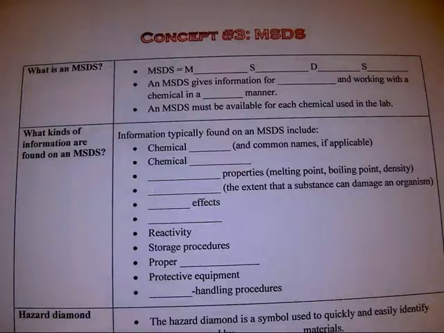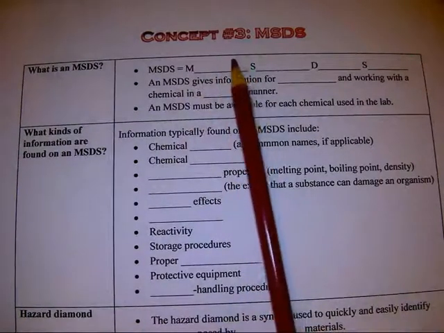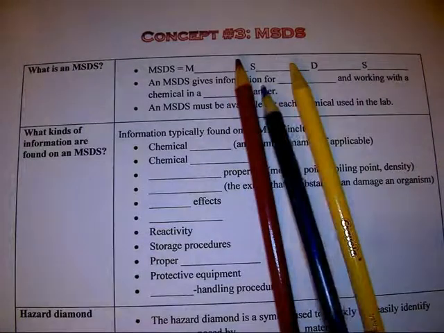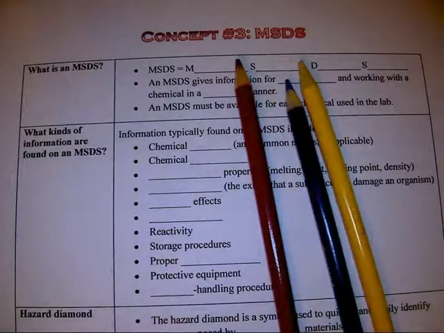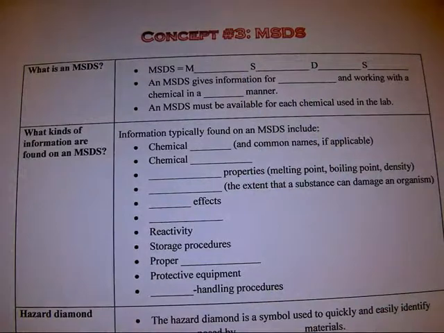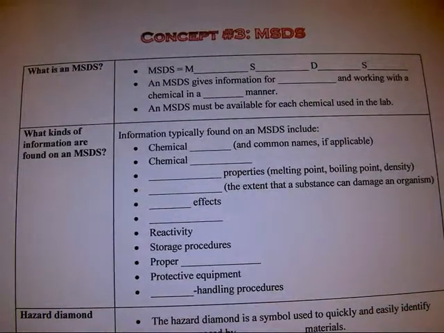In Concept 3, we are dealing with something called an MSDS. Now, before you get any further into the notes, I need you to go get a red color pencil, a yellow color pencil, and a blue color pencil. Go ahead and pause the video and grab them first before we start.